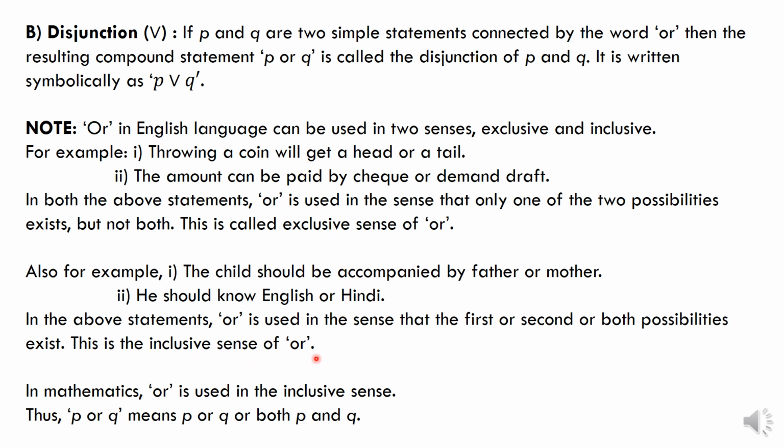I hope you have understood both the exclusive and the inclusive sense of the usage of or. Now, in maths, we use or only in the inclusive sense. We are not going to use it in the exclusive sense at all. Thus, P or Q means either P or Q or both P and Q.